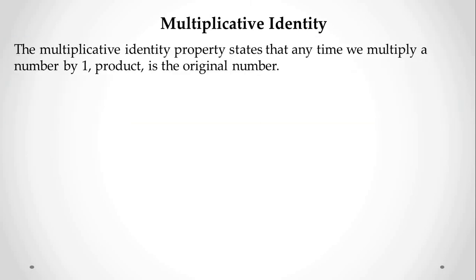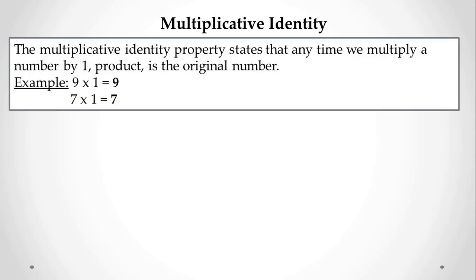Multiplicative identity is 1, because if you multiply any number by 1 we get the same number. So 9 is a whole number, 9 into 1 is 9, 7 into 1 is 7. We are getting the same number written back. So 1 is the multiplicative identity.